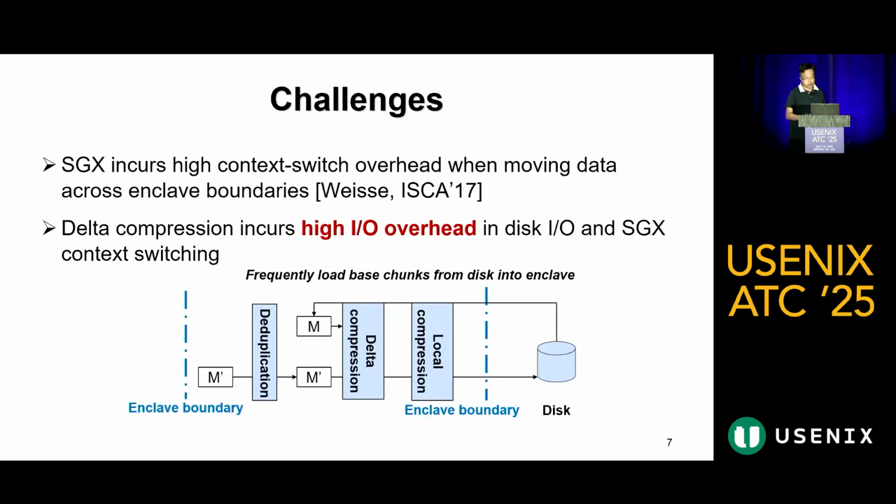However, using SGX is still challenging. The major overhead here is the high context switching overhead when you move data across the enclave boundaries. For delta compression, we need to load the data from disk in order to compute the content difference. So you need to frequently load the data from the disk into the enclave, and then store the delta difference back to the disk. There will be a lot of context switching, and that will introduce high I/O overhead.